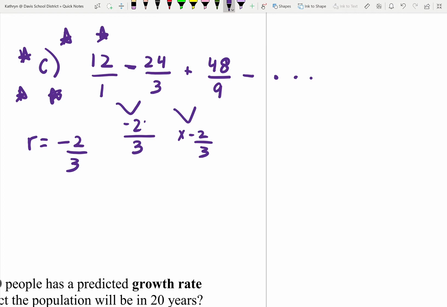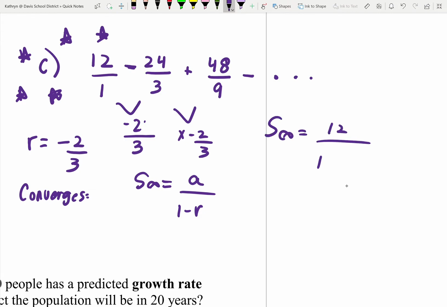2/3 is less than 1, so I know that this converges. Okay, so that's a little tricky. Disregard the sign. It's just the number that you're looking at. The formula is the sum of an infinite series is A over 1 minus R. So for this one, the sum of an infinite series is 12 over 1 minus, now it's minus a negative 2/3, which is going to be a positive 2/3.